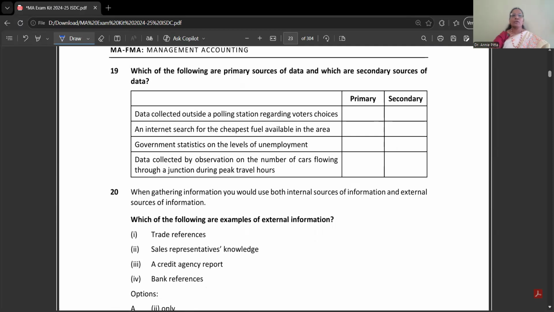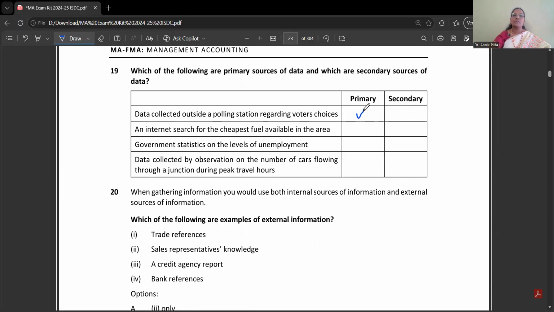Question 19 says, which of the following are primary sources of data and which are secondary sources of data? Data collected outside a polling station regarding voters' choice. The respondents are voters, so directly reaching out to the voters and finding out their choice. So here we choose this as primary.